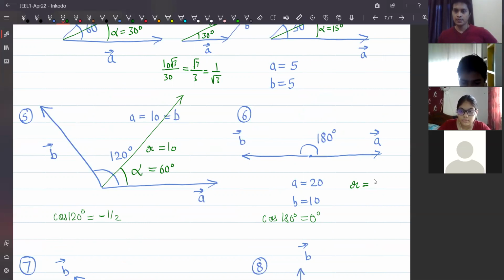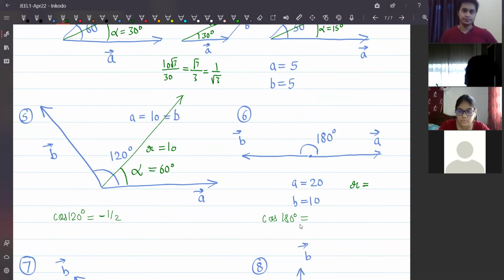10 root 5. Cos 180 is 0, na? Sorry, I gave the value of cos 180 wrong. Cos 180 is minus 1. Cos 90 and 270 is 0. Cos 180 is minus 1. So R will be 10. The value of R you will get as 10, and alpha you will get as 0 degrees.